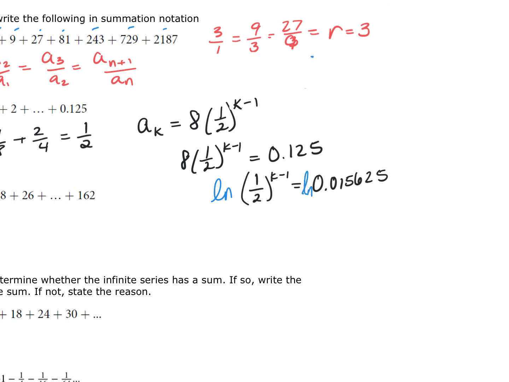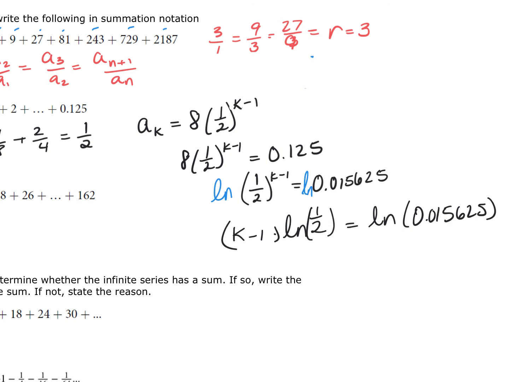I'm going to take the natural log of both sides. And so I'm going to get (k minus 1) times the natural log of 1/2 is going to be the natural log of 0.1505625. I'm going to divide both sides by the natural log of 1/2, and then I'm going to add 1 to it. So I'll get k is equal to, and I get 6. Don't forget I need to add 1 to both sides, so k is equal to 7.